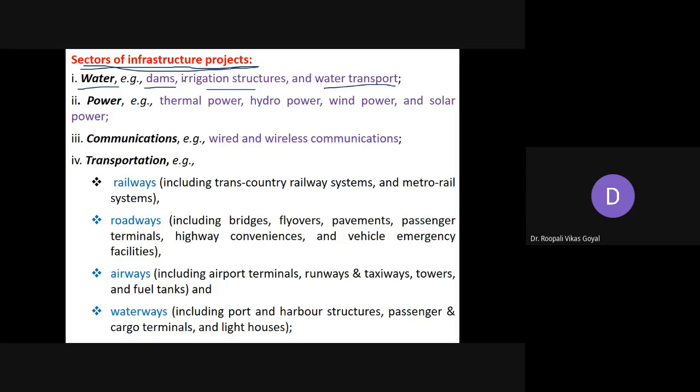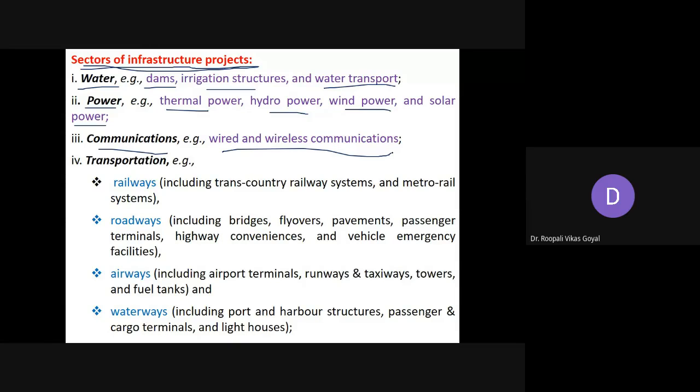Next is power line, all the power supply lines related to thermal power, hydropower, wind power and solar power. These are all included. It should be hazard resistant. Next is communications, all the communication links, wired and wireless. If these are not properly secured, they themselves are a hazard. If any gas pipeline or electric cable line is not properly secured and properly laid, then they themselves may become a disaster.